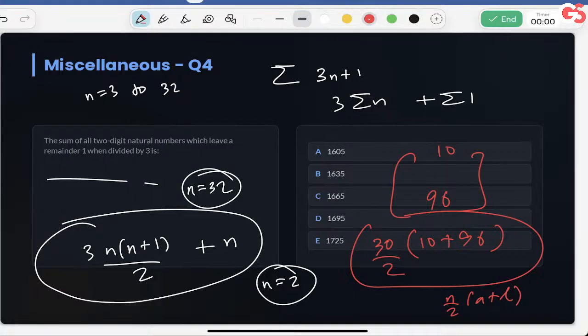नाइन्टी सेवन लास्ट टर्म है, हाँ ठीक है, 97 कर लो. ओके. 107 into 15. 15. 1605 will be the answer. Option A. This is also good. This is better, in fact, because this saves time. All right.